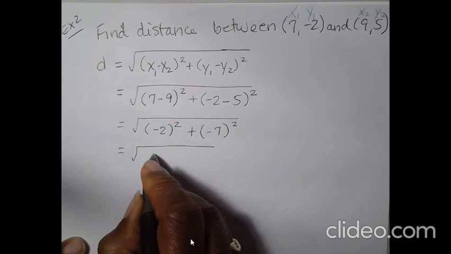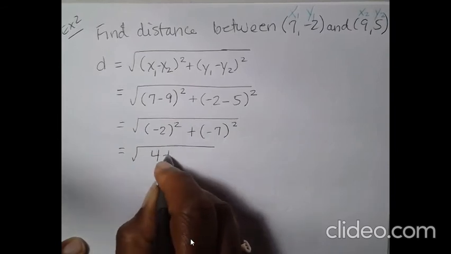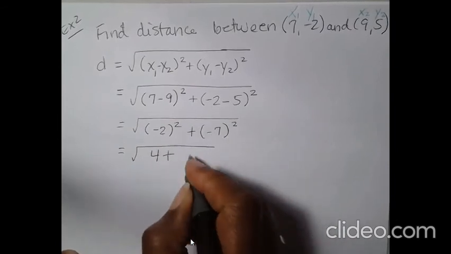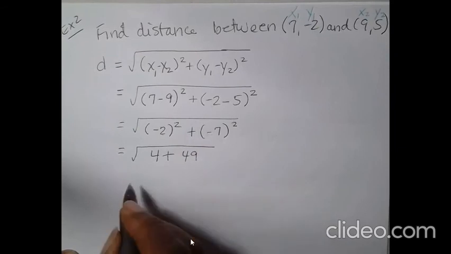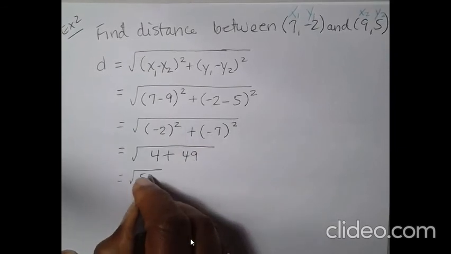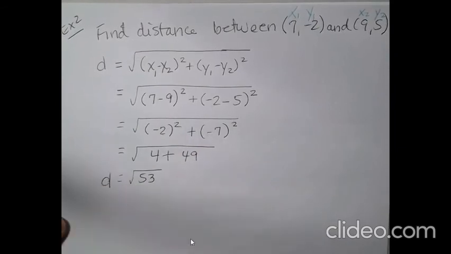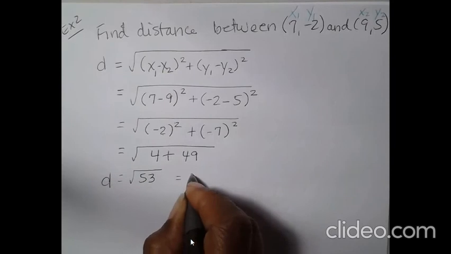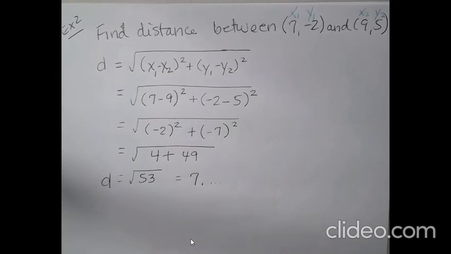So we've got the square root. Negative 2 squared is 4 plus negative 7 squared is 49. So now we have the square root of 53 is the distance between these two. Well, the square root of 53 is 7 point something or other. So the distance between the two of them is 7 point something. You can put the square root of 53 inside of your calculator and find out what that is.